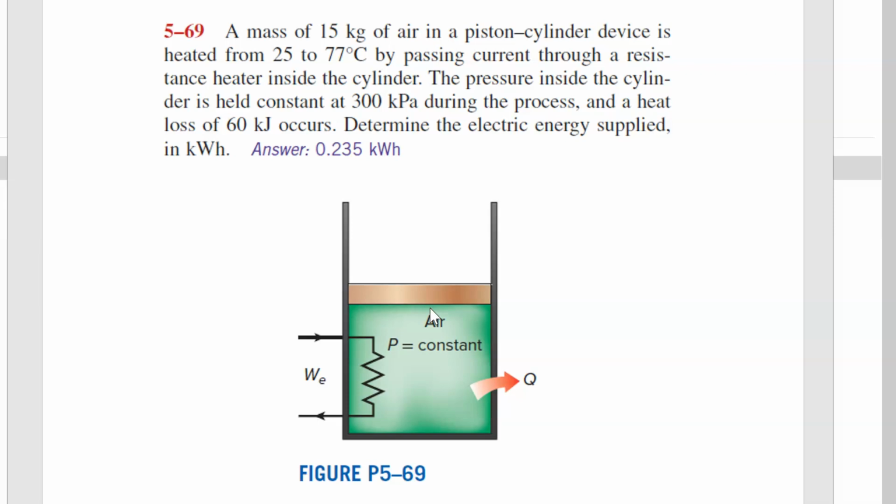But anyway, in this case, they also tell you that the pressure inside the cylinder is constant. You can see that from the diagram as well. Here they give us the mass and the two temperatures. They have an electrical current which is putting energy in, in the form of electrical energy, and they tell us the pressure. They also tell us the heat transfer, which is probably the hardest thing to determine. And what they want to know is how much electrical energy is applied.